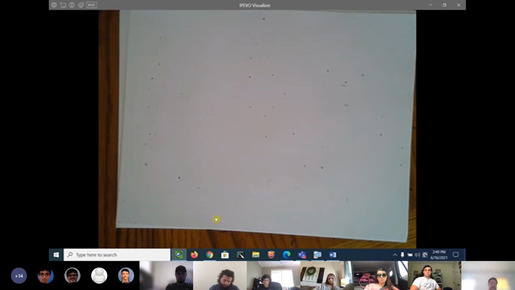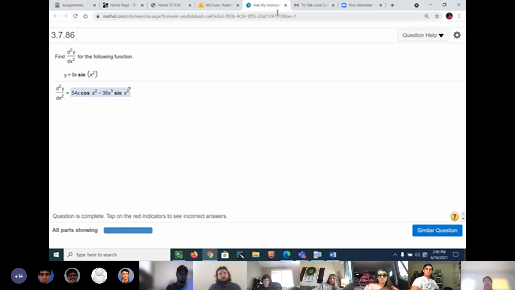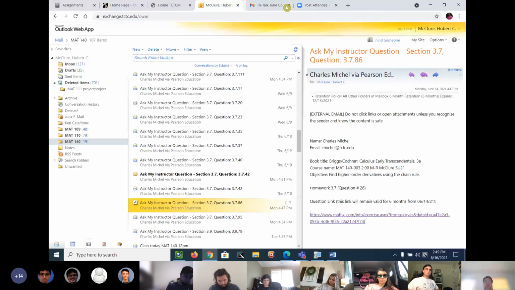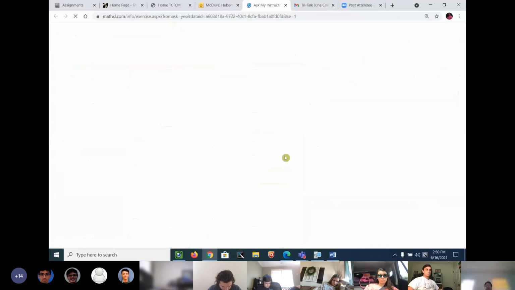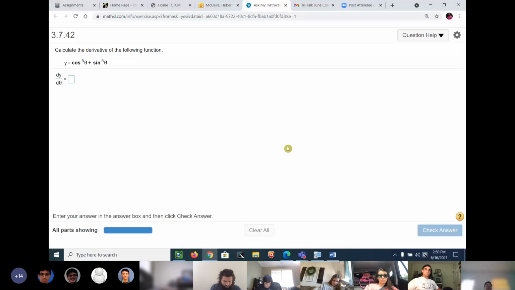Next one. This one is 3.7, 42/17. And I'll be honest with you, I don't think we've done one of these before, okay? Because it's to the 5th power. So this is kind of like the first time we've done one where the cosine is to the 5th power and the sine is to the 5th power.